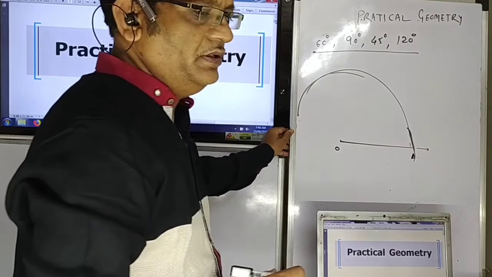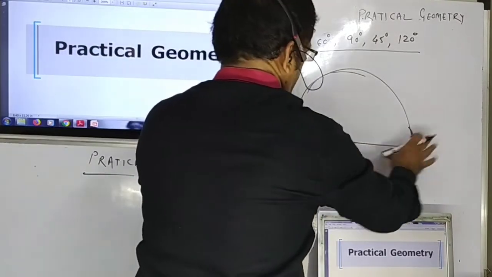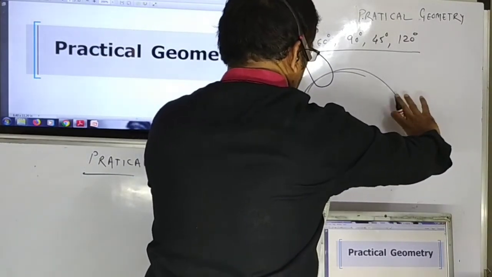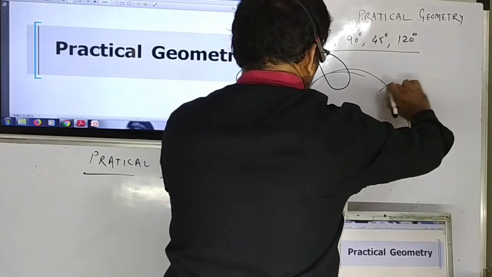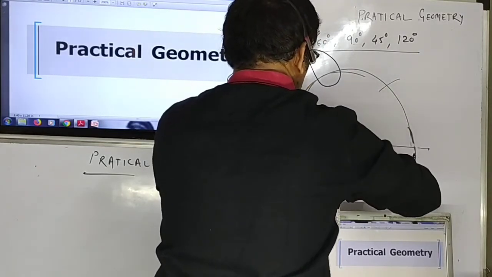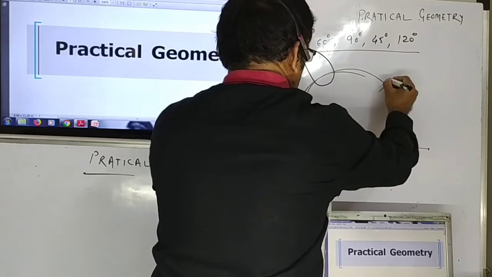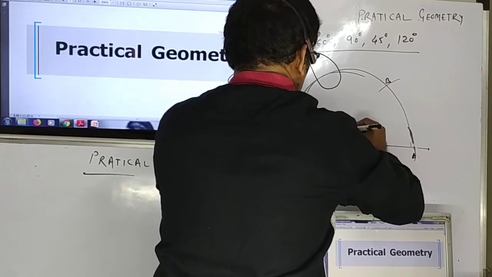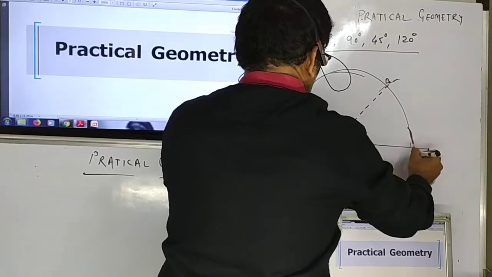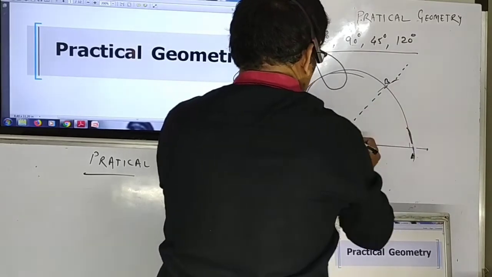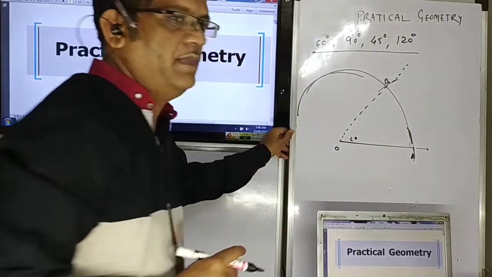Now to draw 60 degree, you know that this radius OA. Put the rounder and draw one arc. This arc is of radius OA. Let us say this B. Then this angle AOB is 60 degree.